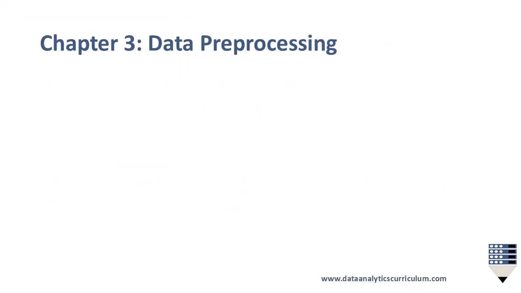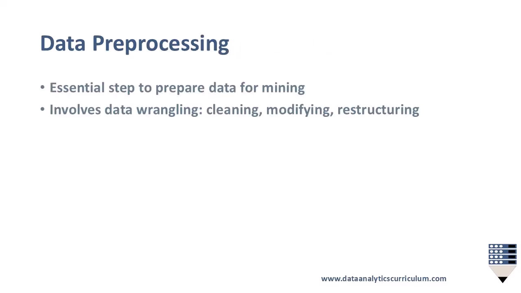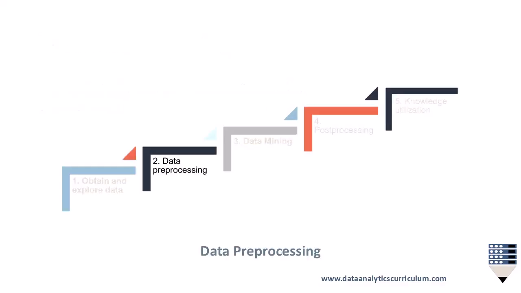Chapter 3: Data Preprocessing. Data preprocessing is an essential step to prepare data for mining. It involves data wrangling, cleaning, modifying, and restructuring. Data preprocessing is the second of the 5 major steps in data mining.